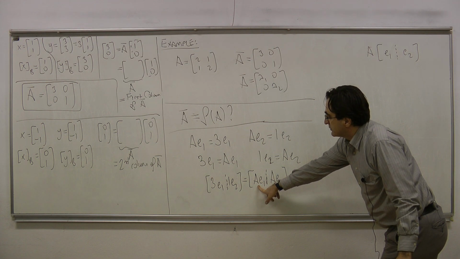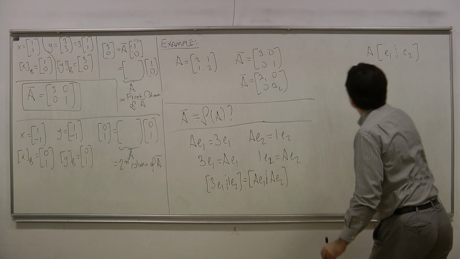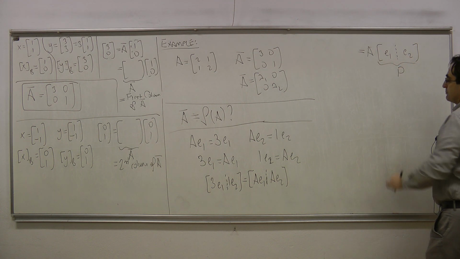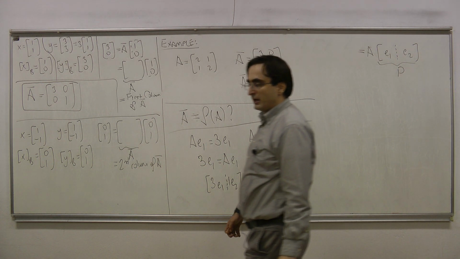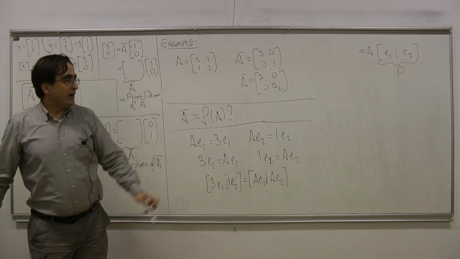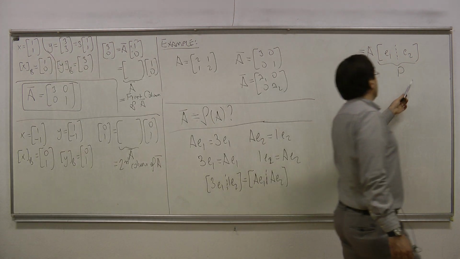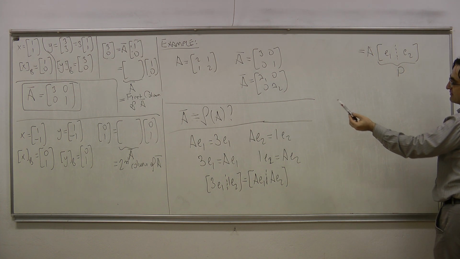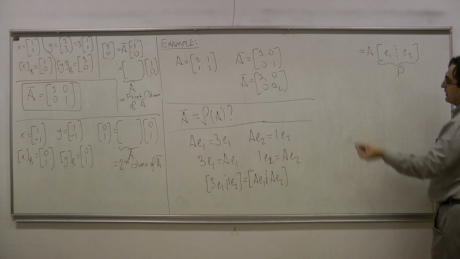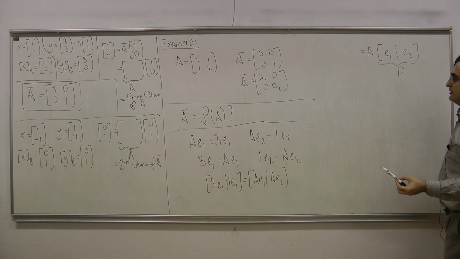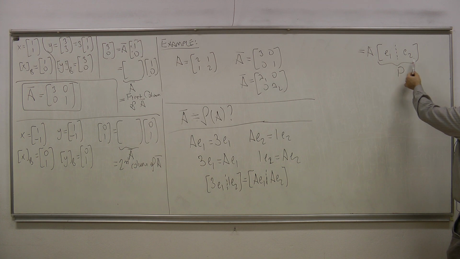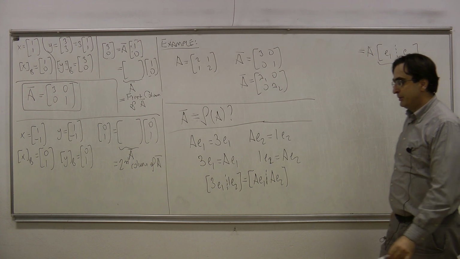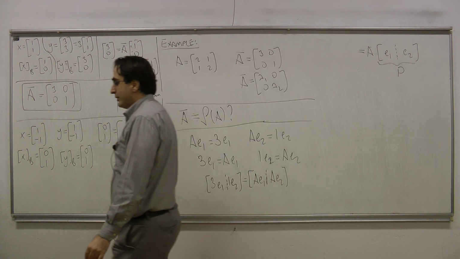The first column of it is AE1, the second column is AE2. And I will call this matrix the matrix P, our basis change matrix. Okay? As you see, it is a matrix composed of the basis set elements. Our basis set was composed of E1 and E2. So we put the basis set elements as the columns of a matrix, and we call that matrix P, which is the basis change matrix.